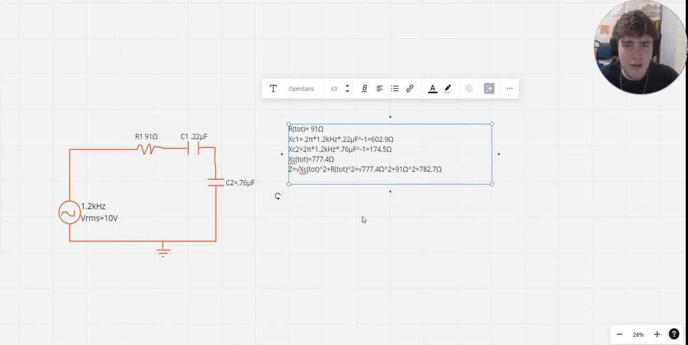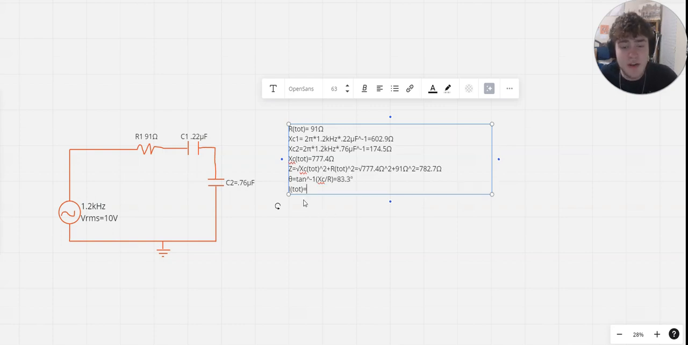Now I think we should go ahead and get the phase angle out of the way, and if y'all don't know, the power triangle is literally just trigonometry. So to find that, it's going to be tan inverse of XC divided by R, which when you punch that into your calculator, it should be 83.3 degrees.